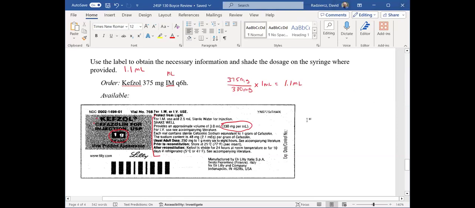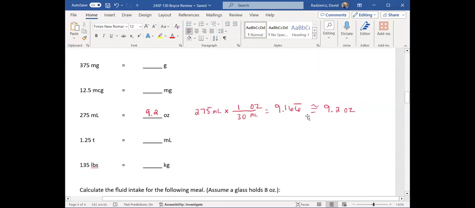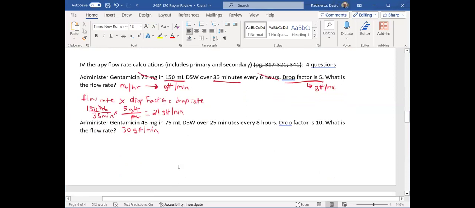Someone asked about an insulin question, so let me see if I have any insulin questions. I think that's usually just, can you read the scale? So give me 1 second. Let me pull that up. All right, here we go.